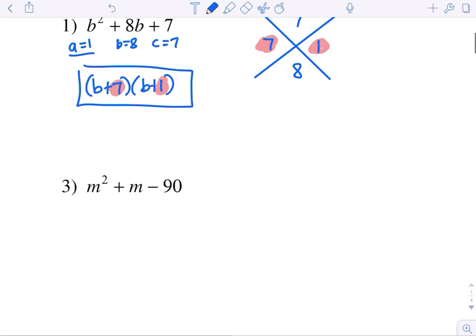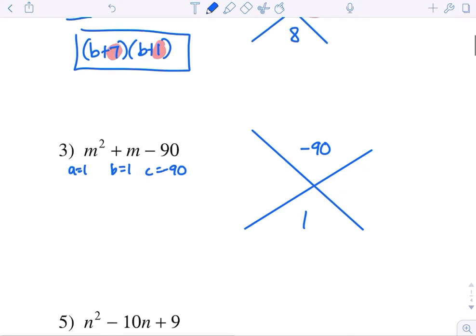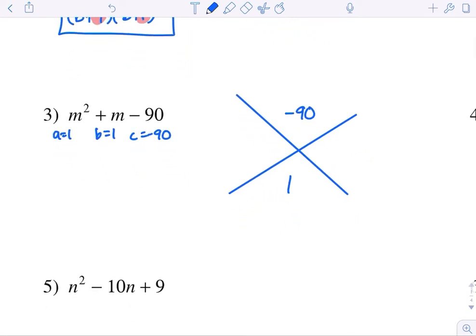Alright, over here, a is equal to 1, b is equal to 1, and c is equal to negative 90. On the top, you guys are going to get a times c, so that's 1 times negative 90 for negative 90. On the bottom, you guys just get 1. So, what two things multiply to get negative 90, but when you add them, give you 1? Well, 10 and negative 9. So then, since a is equal to 1, m plus 10, m minus 9.